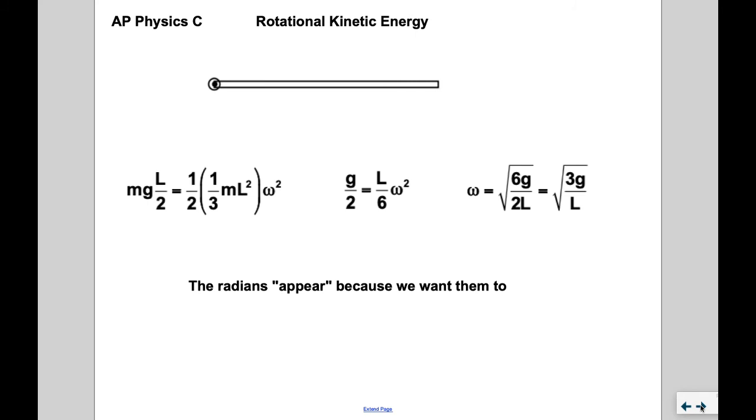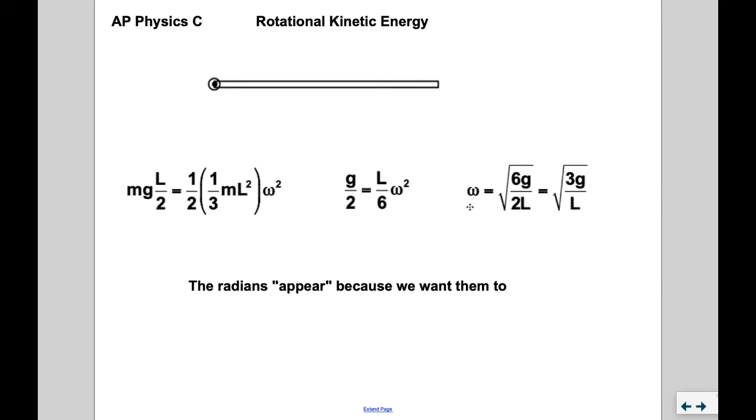So in this case on the left, here's my mg delta H term. L over 2 is the change in height when the rod swings vertically. And then on the right, 1/2 I omega squared. We clean up the expressions. We can eliminate one of the L's from each side. We can cross out the M's. And we get a fairly simple expression for omega in terms of G and L.